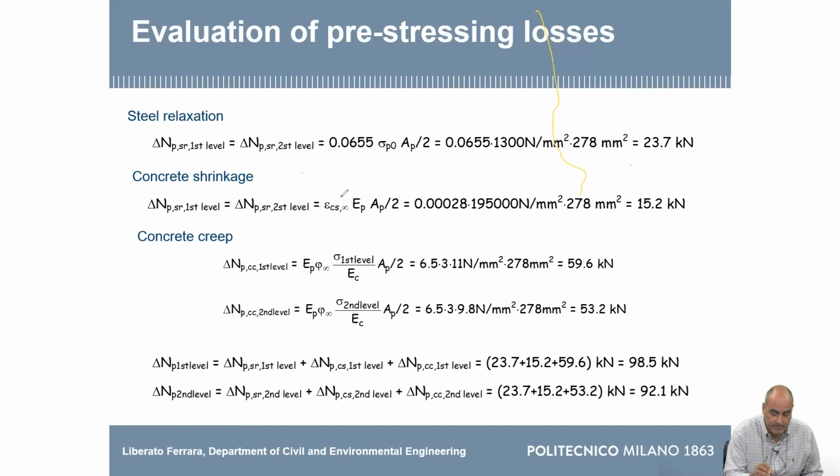We have the value of concrete shrinkage. CS stands for concrete shrinkage at time infinite. This number here has been calculated for that specific concrete. You know, when you have very high strength concrete, the shrinkage can be lower than for regular concrete.